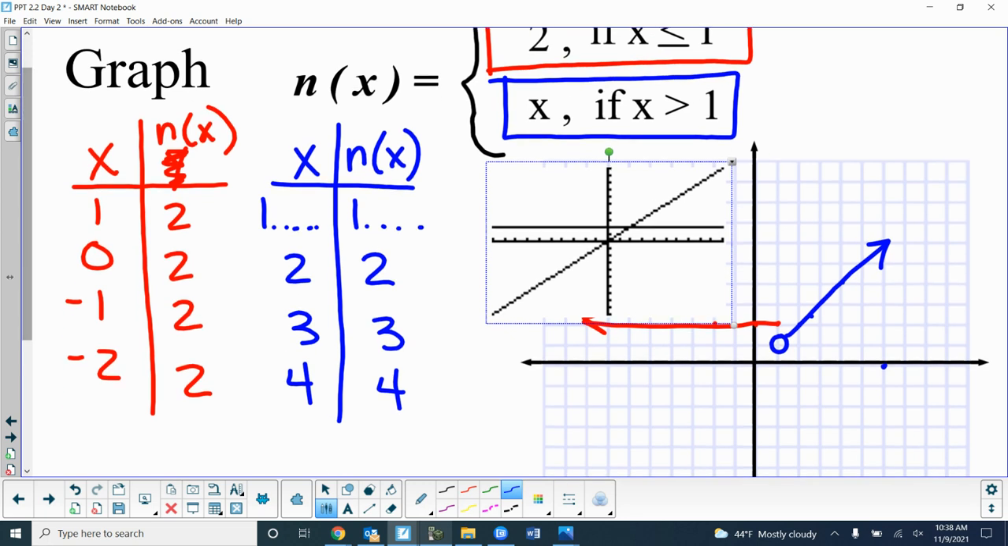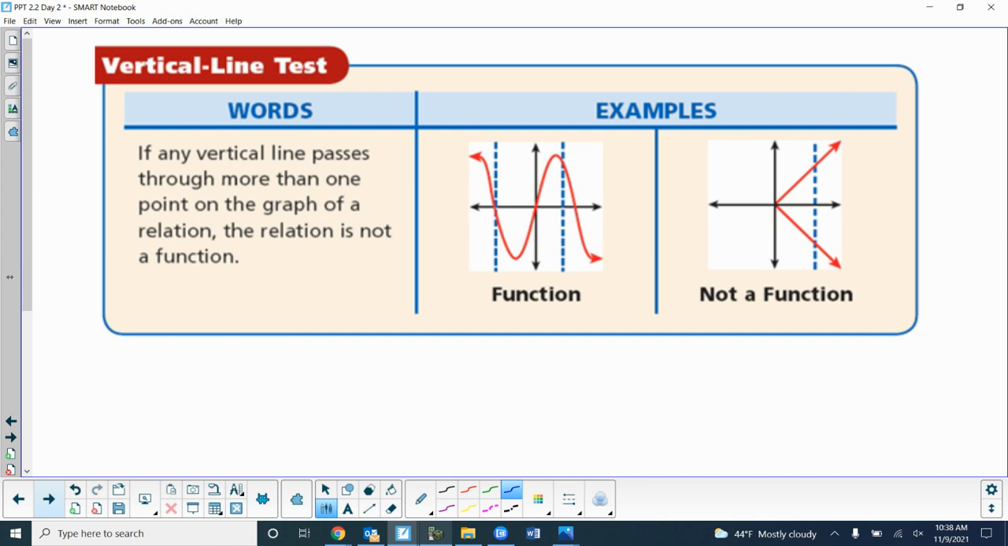All right, so there's how you graph a piecewise function. Vertical line test says this: if any vertical line passes through more than one point on the graph of a relation, the relation is not a function. So that's a real quick way if you want to figure out if an equation is a function, graph it and then use the vertical line test. Wherever you draw a vertical line, it only hits once, function. If it hits more than once, not a function.